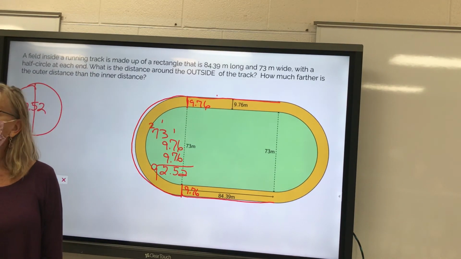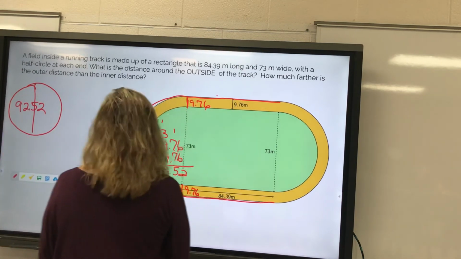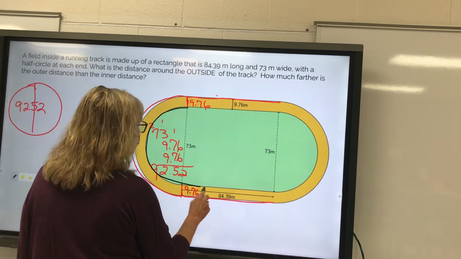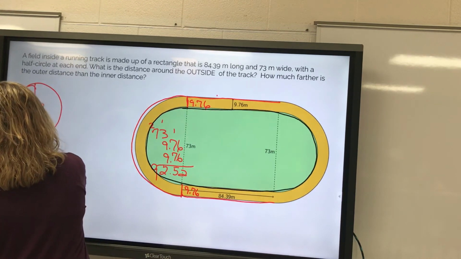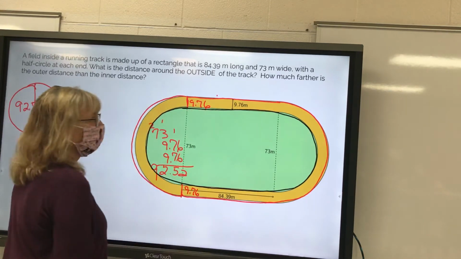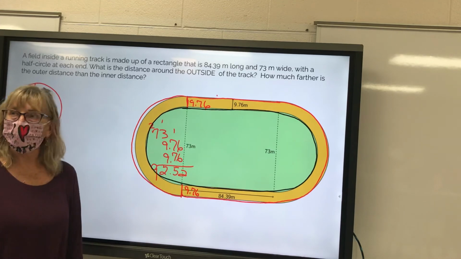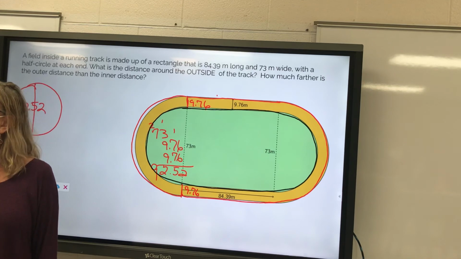And if I want to know how much further I ran, what am I going to do? How do I figure out how much further it is to run here as opposed to here? We found the black one on the previous problem. We just found the red one. What are we going to do to find out how much further it is?